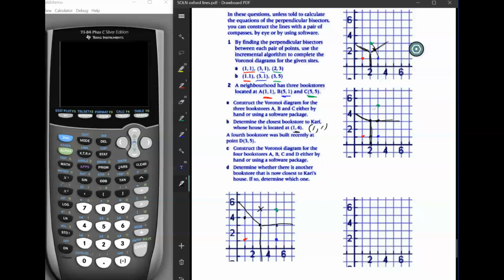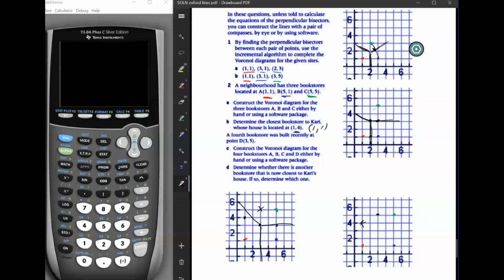So now what I'm going to do is redraw the first 3 bookstores, and then I'm going to do the 4th bookstore. 5, 1, 5, 5, and the new bookstore is at 3, 5. And remember, Carl is at 1, 4, so I'm just going to put Carl there, okay.